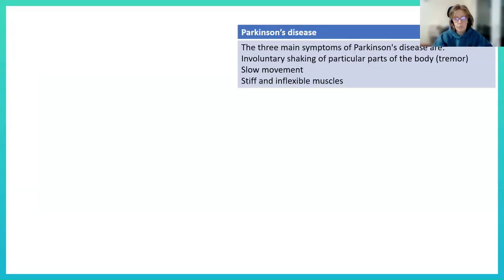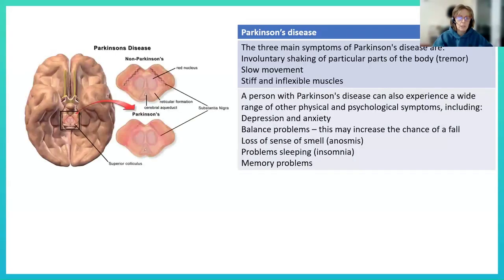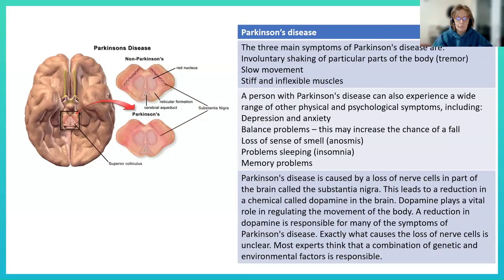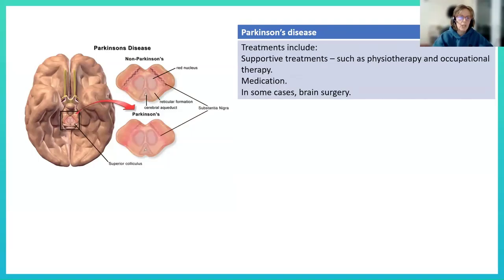Parkinson's is another example of a degenerative disease where you get involuntary shaking of particular parts of the body, tremor, slow movement, stiff muscles, balance problems, and then things like sleep problems, memory problems, loss of smell. This is due to a loss of nerve cells in part of the brain, and it leads to a reduction in dopamine. All of these are degenerative, so they get worse over time.